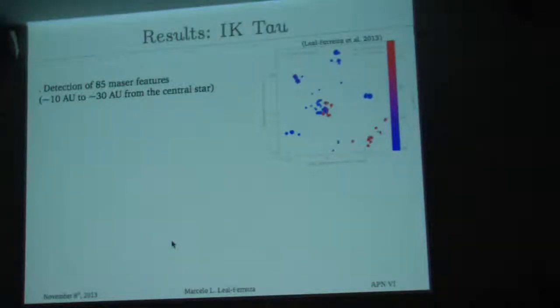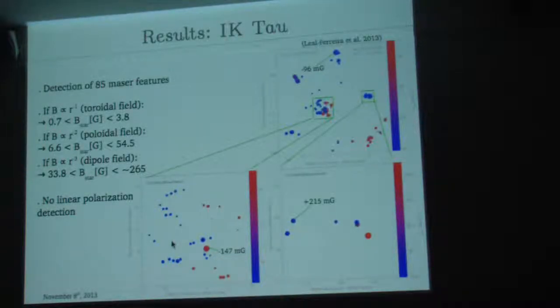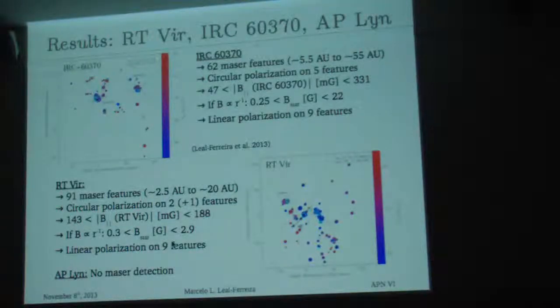The second source is the HB star. We detected 85 maser features, and we did not detect linear polarization, but we did detect circular polarization. This was in these 3 features here, which give magnetic fields of between 100 and 200 milligauss. These 2 plots are just a zoom in of these 2 regions here. Again, if we extrapolate that to the surface of the star, we have magnetic fields of between 1 and 4 Gauss if you adopt R minus 1, then it's a bit higher if it's R minus 2, which is a poloidal field, and it's way higher if it's a dipole field. Just a summary of the last 3 sources.